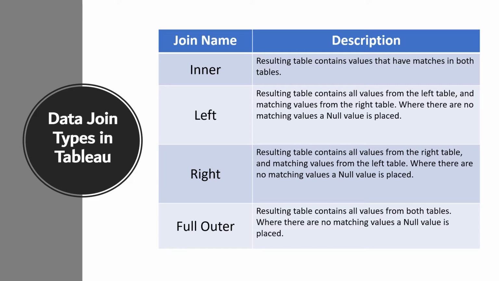Left is just you're taking the stuff from the left side, everything, and then only the things that match on the right. Right is the same but inverse, and then full outer is you're taking literally everything. And so whatever fields don't match, they'll just be filled in with null values in the other fields.